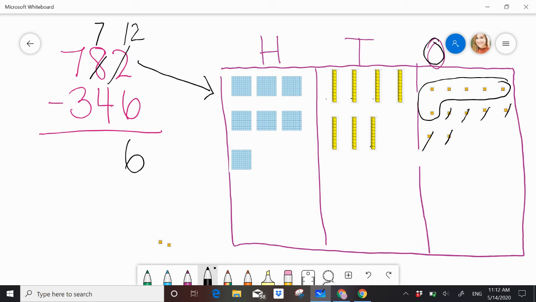Do I have enough tens to do 7 minus 4? Yeah, for sure. 7 is a bigger number, so I can take away 4. And if I was unsure, I can always try. And then if it fails, I can just try again. But I know 7's bigger, so I know it's going to work. So let's take away 4. 1, 2, 3, 4. How many 10s am I left with? I'm left with 3.